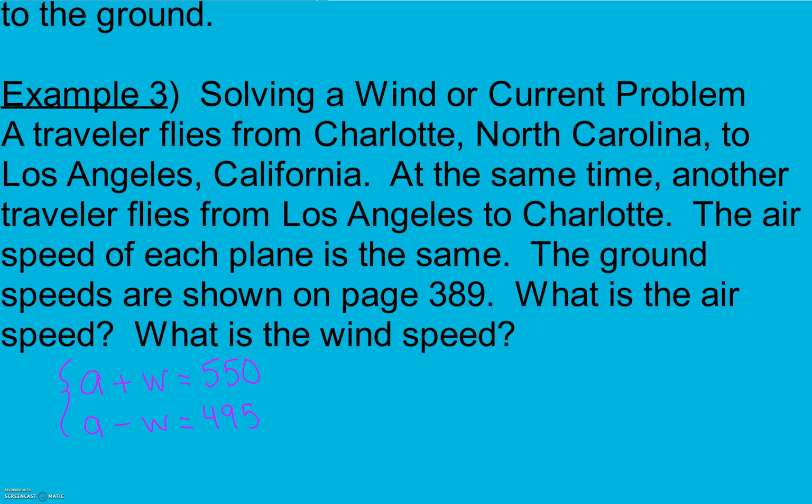Now, if we look here, we can use elimination. Right now we have opposites. Plus W minus W is just 0. So A plus A is 2A. Here I get 1,045.